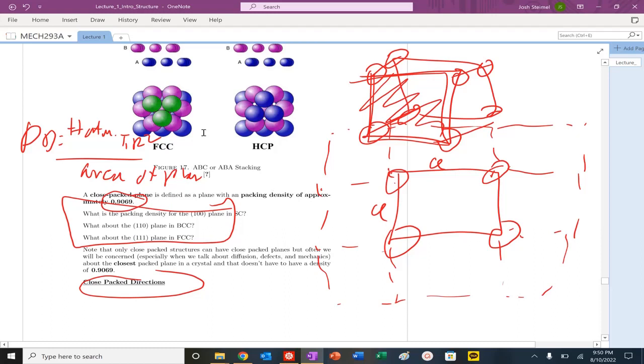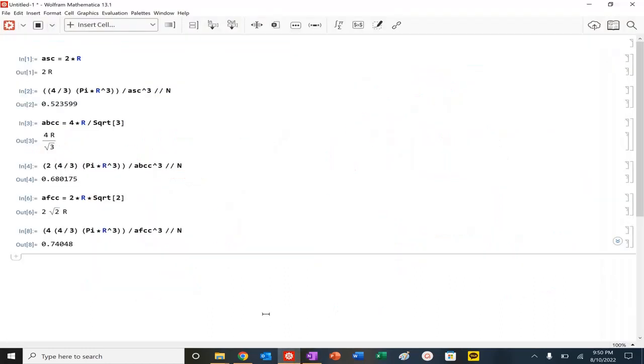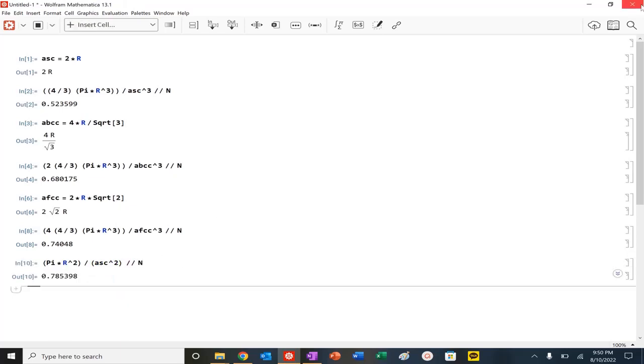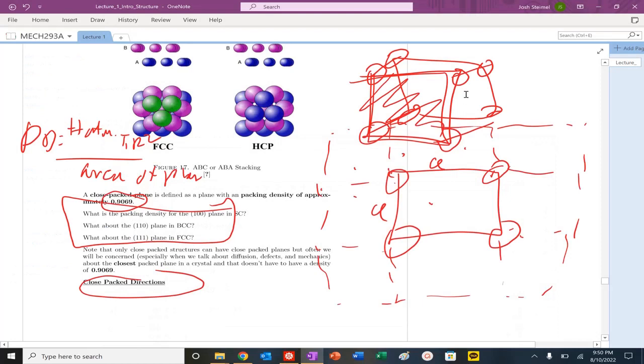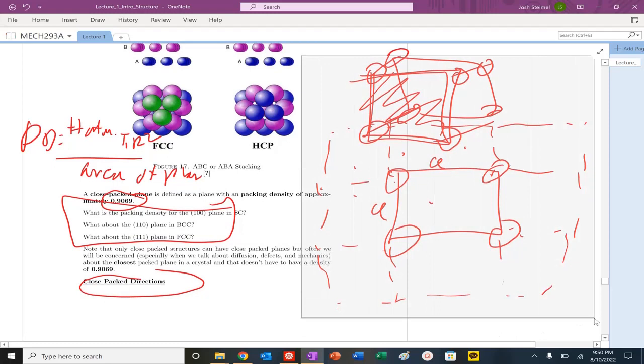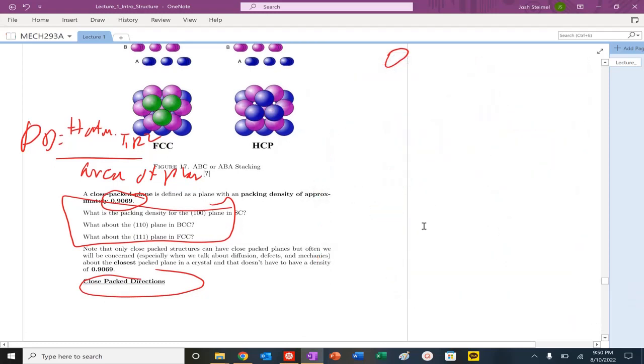So I've got a quarter, because 1, 2, 3, 4. Each of these is a quarter, so I have 1. For my planar density, it's going to be pi times r squared, and I'm going to divide that by A simple cubic squared. I'm going to see that it is not a close packed plane. It's not 0.9069. So that one is not going to work. So I'm going to highlight, delete, and then what about in BCC?